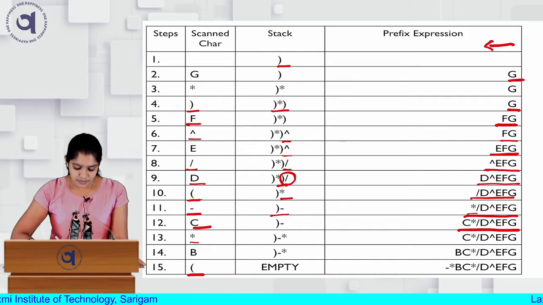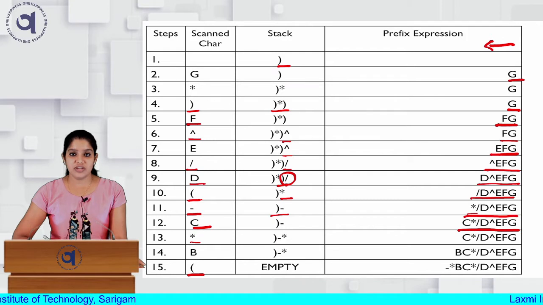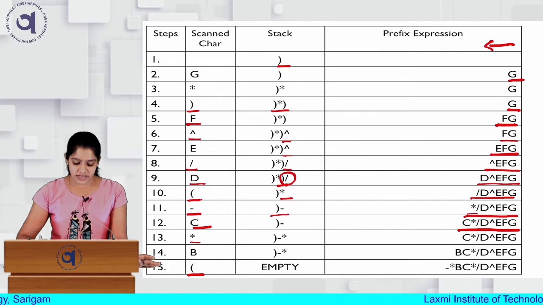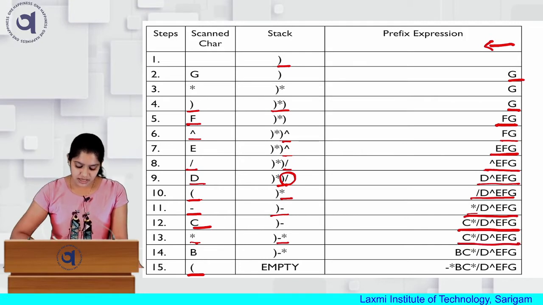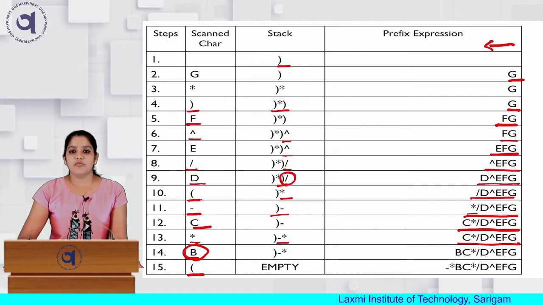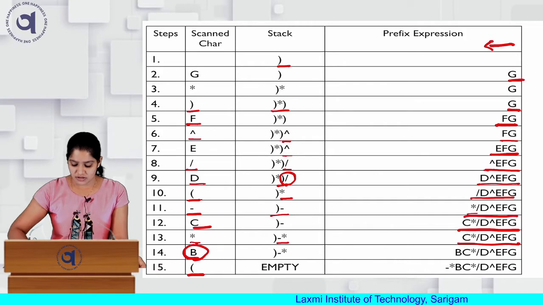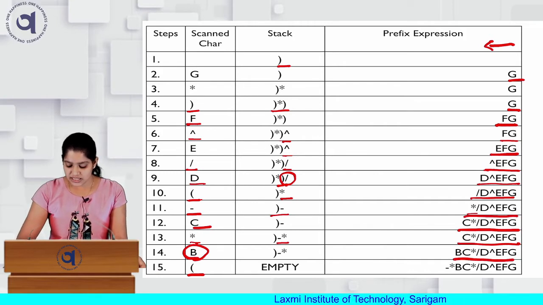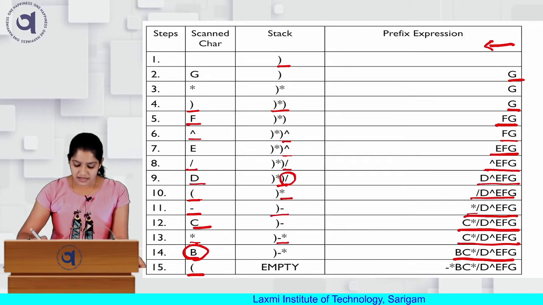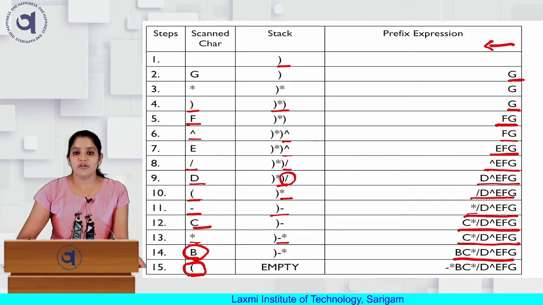Then next is minus. Now, if you check the constraint, minus has lesser precedence than star, so it has lesser precedence than the incoming operator. So, there is no need to pop it out; let it be over there, and just push this star into the stack. So, here we have both minus and star, and this would remain the same. Then the next operand is B, so simply push it to the prefix expression. Here we get B C star slash D cap E F G, and the last character is the opening bracket.